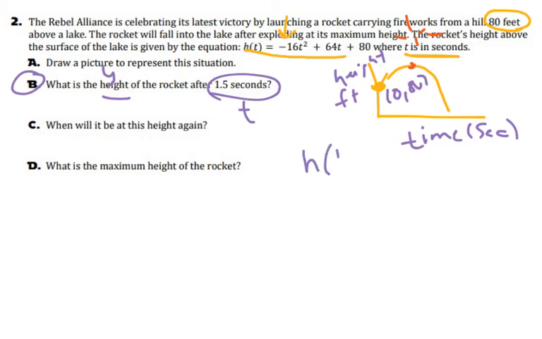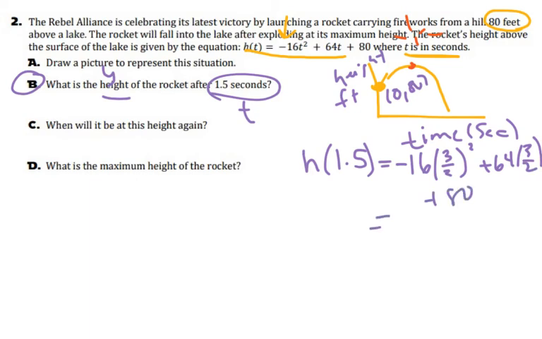So what we're doing is we're going to plug 1.5 in for t in all the places where there is a t. Negative 16 times, and I hate 1.5, I'm going to write it as 3 over 2. Oh no, running out of space. Negative 16 times 3 over 2 squared plus 64 times 3 over 2 plus 80. And I'm going to simplify this. Negative 16. Remember that when you square a fraction, you square the numerator and the denominator. That's going to give me 9 over 4.